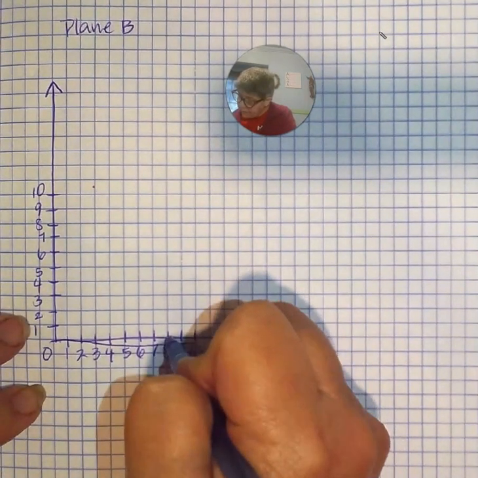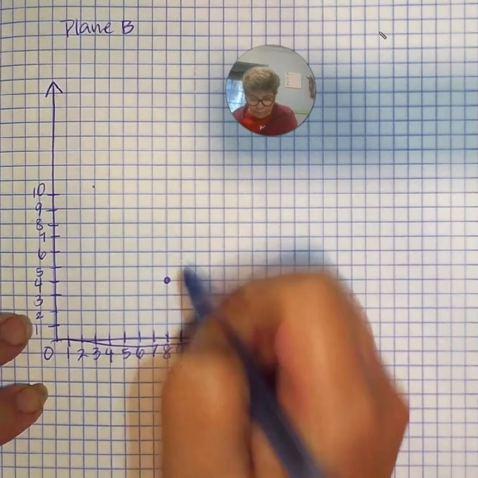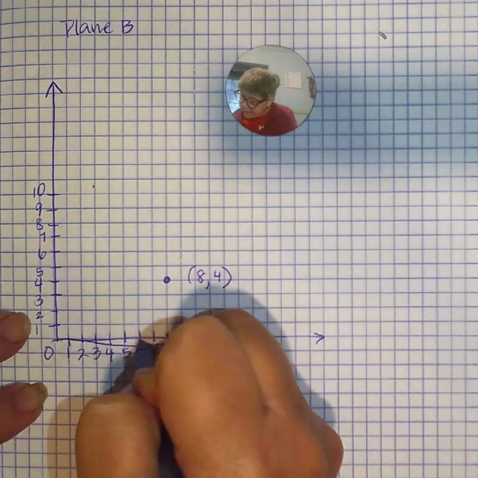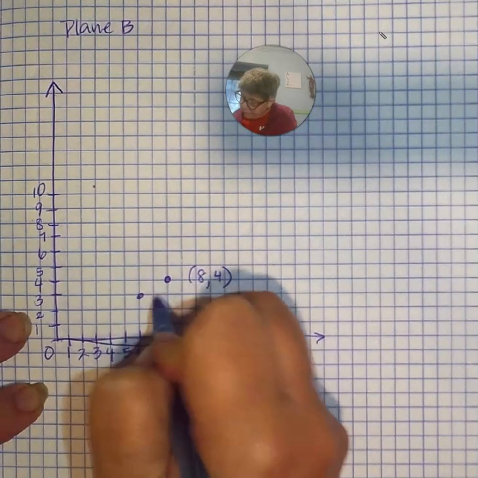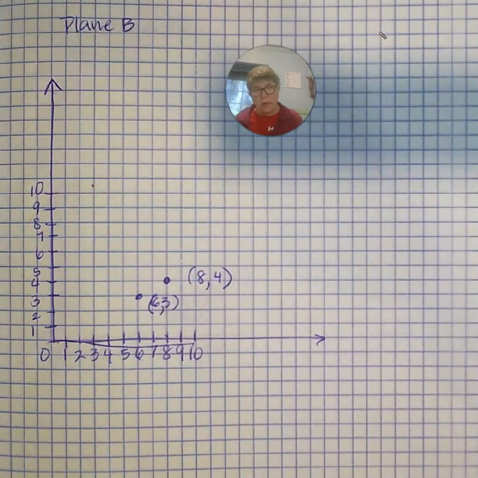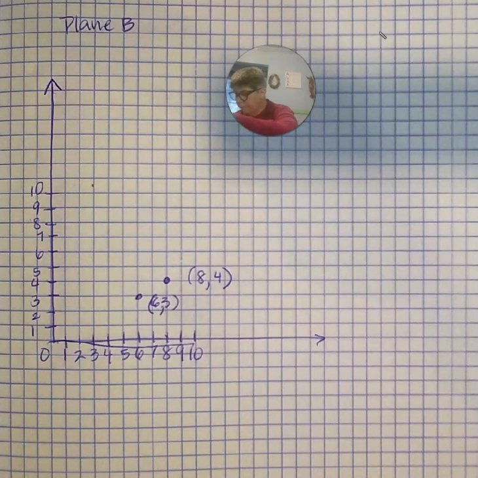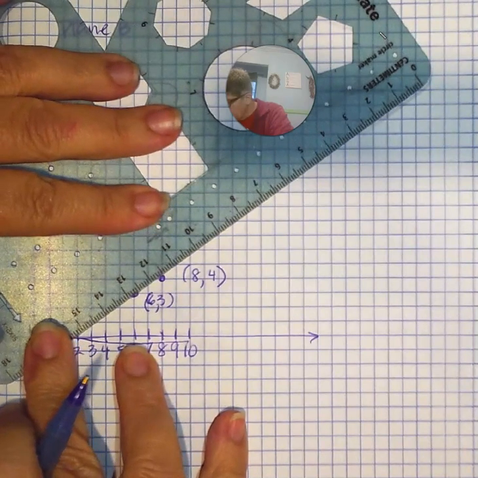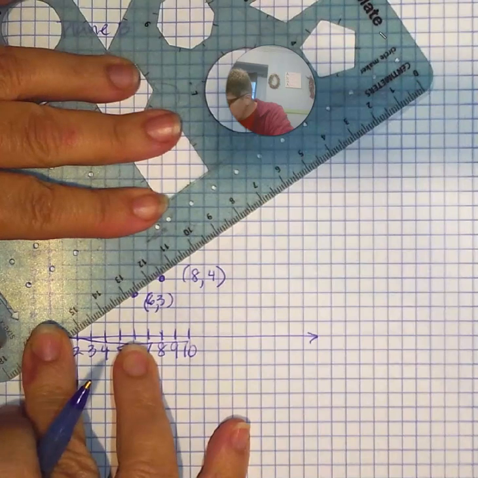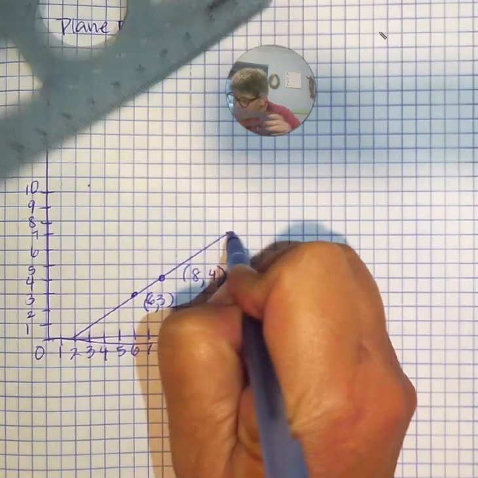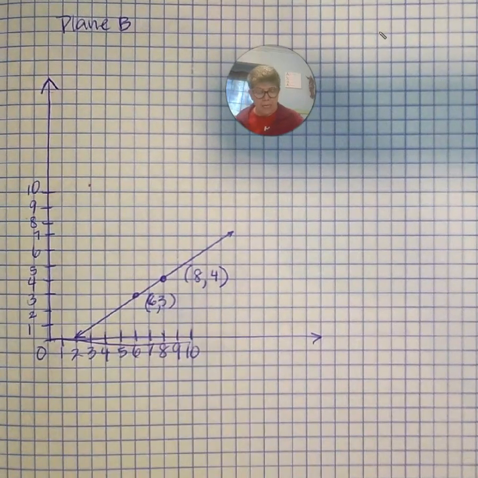Going to mark it 8, 4, and point 6, 3. Okay, got 8, 4, and 6, 3. And now I want you to draw a line that goes through both of those points. I will try to use precision and make mine the best I can. You do the same. All right, and if you don't have it done, you can pause me and get that finished.